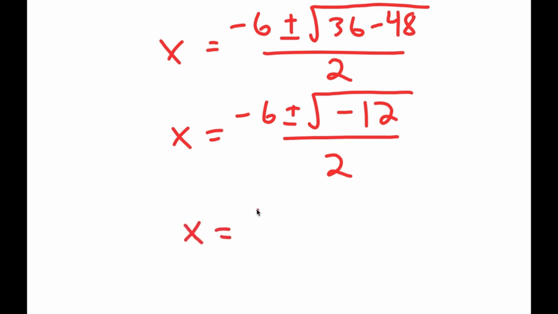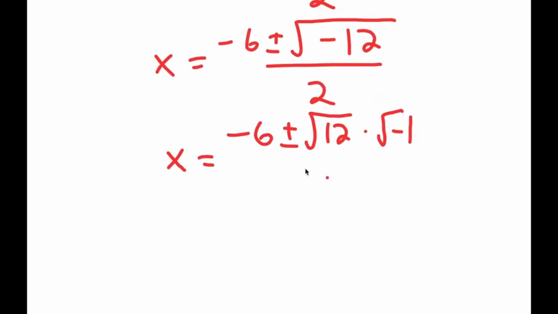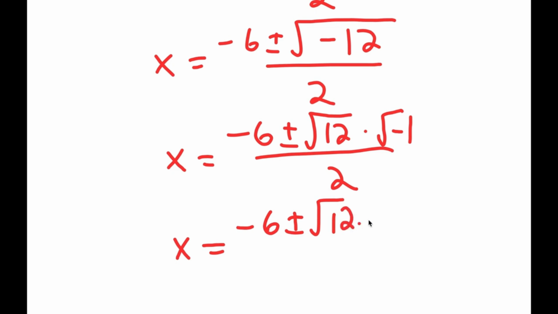Now from here, negative 6 plus or minus the square root of 12 times the square root of negative 1. And if you didn't already know, the square root of negative 1 is the same thing as the imaginary number i. So I get x is equal to negative 6 plus or minus the square root of 12 i over 2.